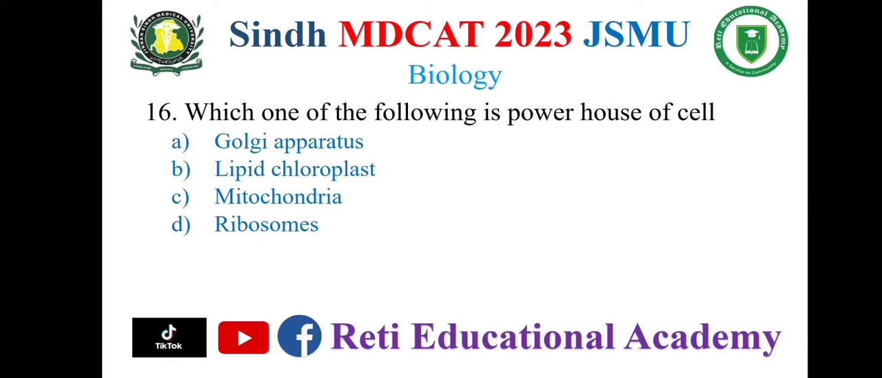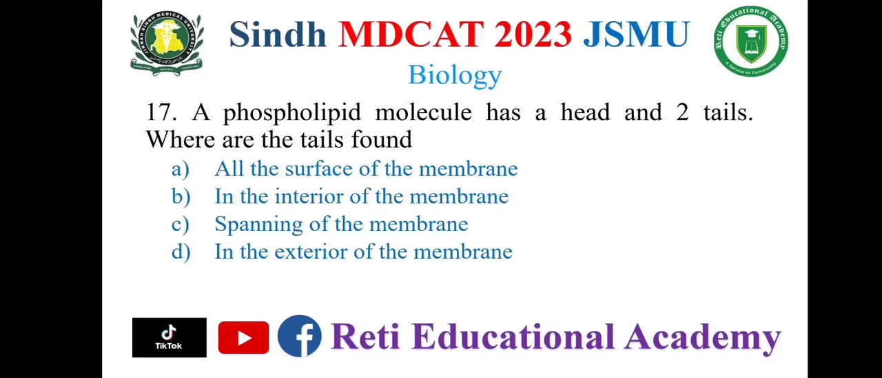Which one of the following is powerhouse of cell? A. Golgi apparatus, B. Chloroplast, C. Mitochondria, D. Ribosomes. And the correct answer is C. Mitochondria. Question number 17.